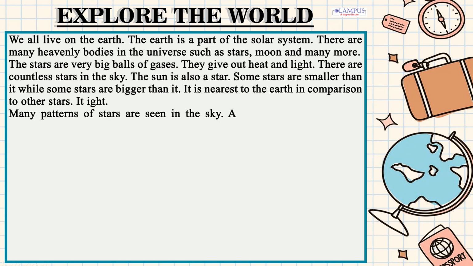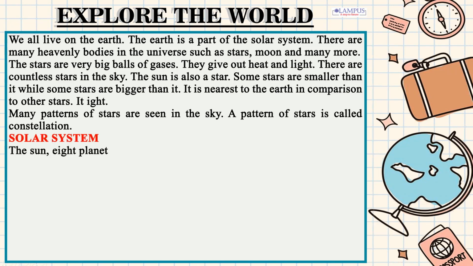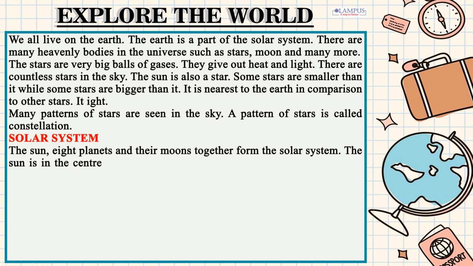Many patterns of stars are seen in the sky. A pattern of stars is called a constellation. Solar system. The Sun, 8 planets and their moons together form the solar system. The Sun is in the center of our solar system.